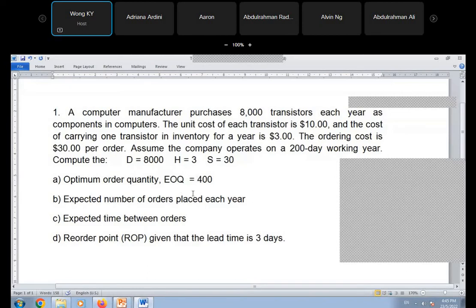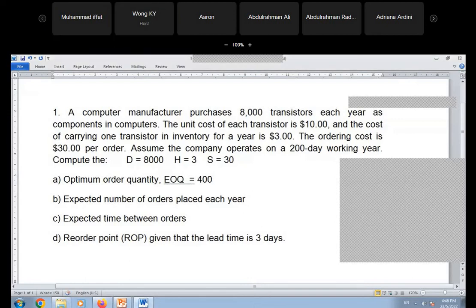Expected number of orders placed each year. Can I ask Muhammad Ifat? Do you have the answer for B? 20. Okay, how did you calculate 20? 8,000 divided by 400. Okay, very good, thank you.